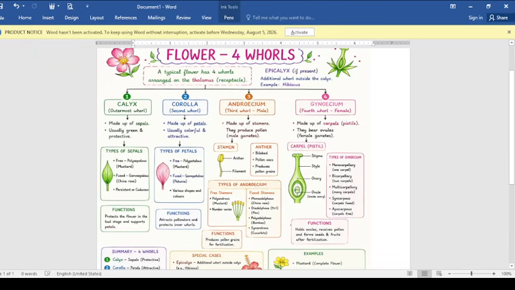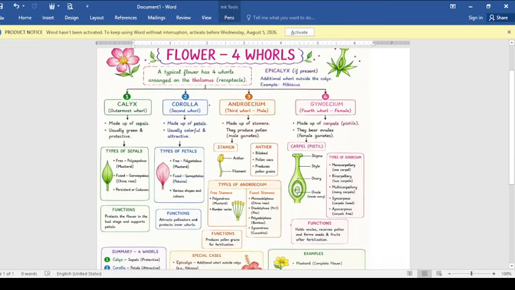Hello everyone. Today we are going to discuss the flower and its parts for class 9 ICSE. We have studied in the junior classes that each flower consists of majorly four whorls, and these four whorls are calyx, corolla, androecium and gynoecium. But there are some new words we will add in this chapter.